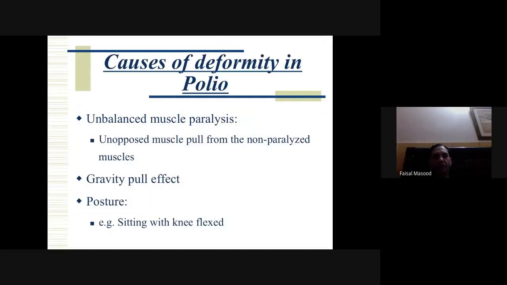Causes of deformity: unbalanced muscle paralysis leads to deformity. Gravity pull contributes to deformity.